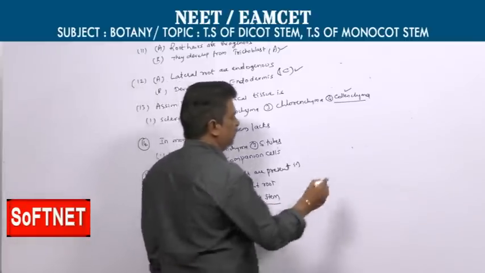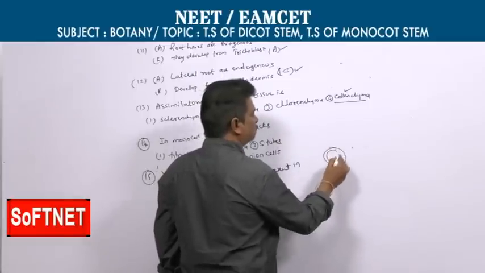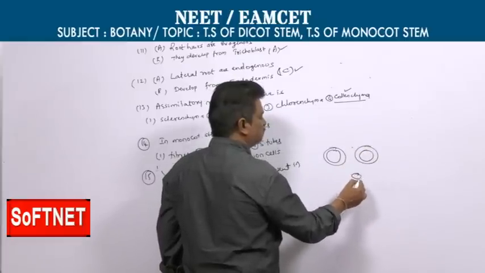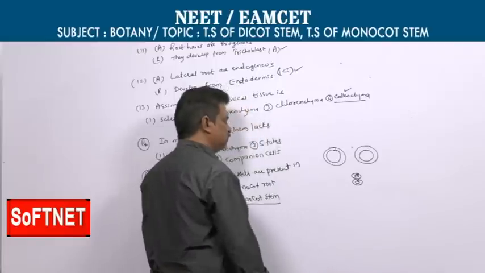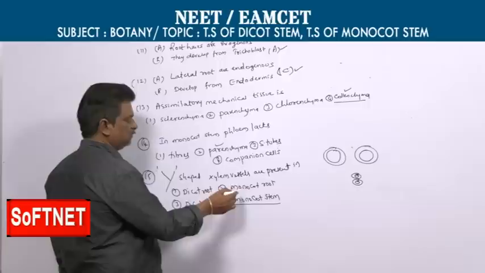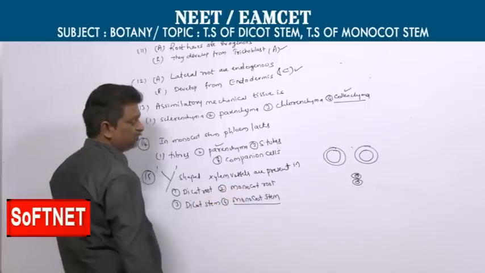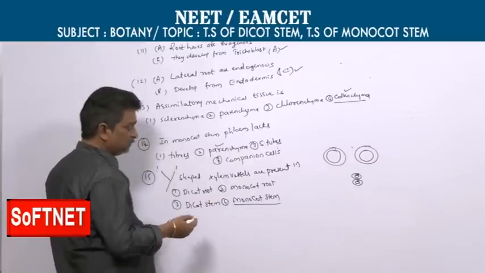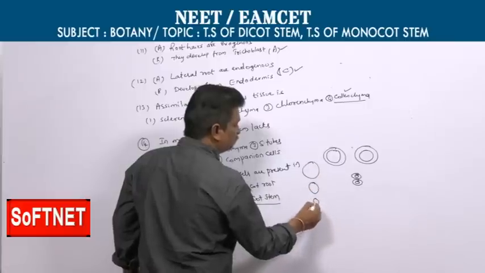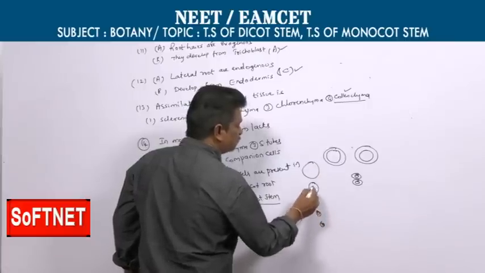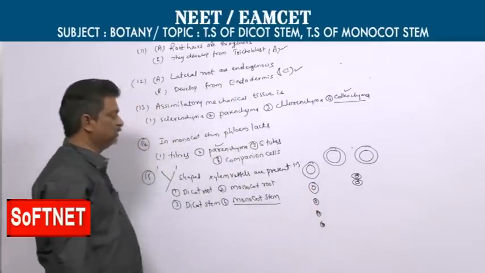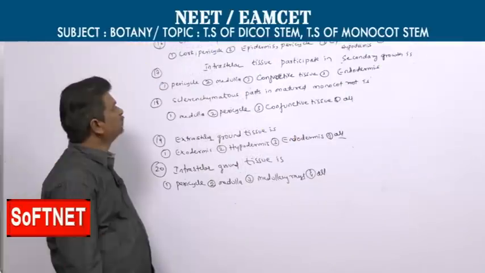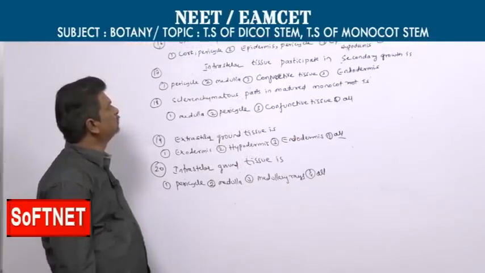Then, Y-shaped xylem vessels are present in monocot stem. Actually, in monocot stem, xylem vessels are few. Among those few, there are 2 metaxylem vessels and 2 protoxylem vessels. They are arranged in a Y shape. So monocot stem xylem vessels are very few: 2 metaxylem, 2 protoxylem, arranged in a Y shape. If the question is about dicot stem, in dicot stem xylem vessels are many and arranged linearly. So the answer is monocot stem.